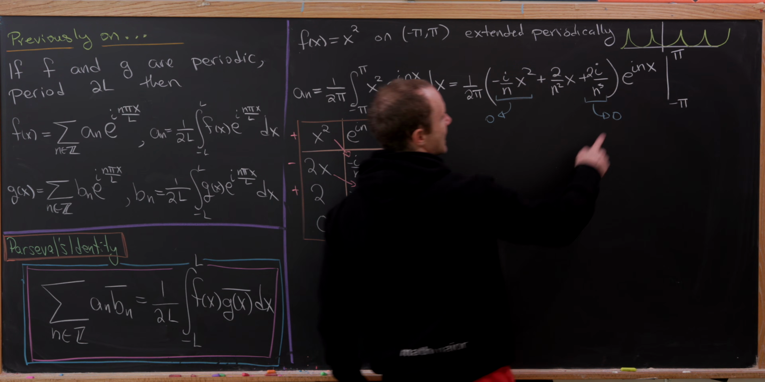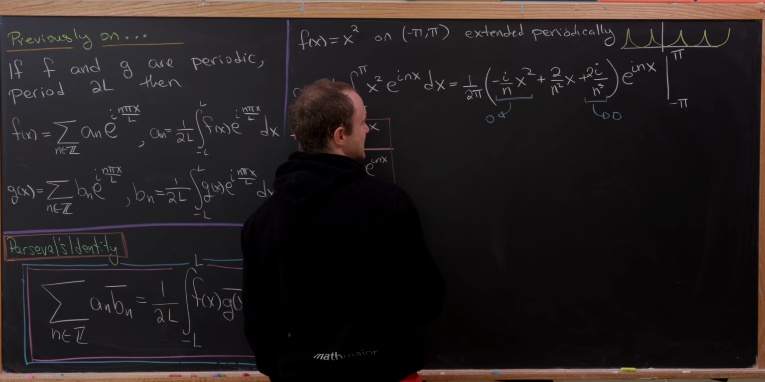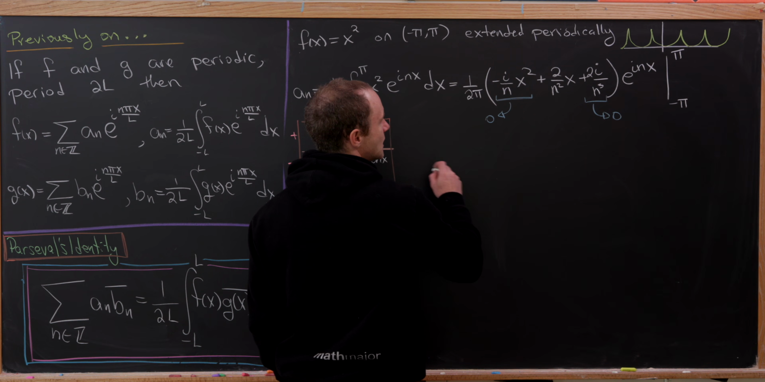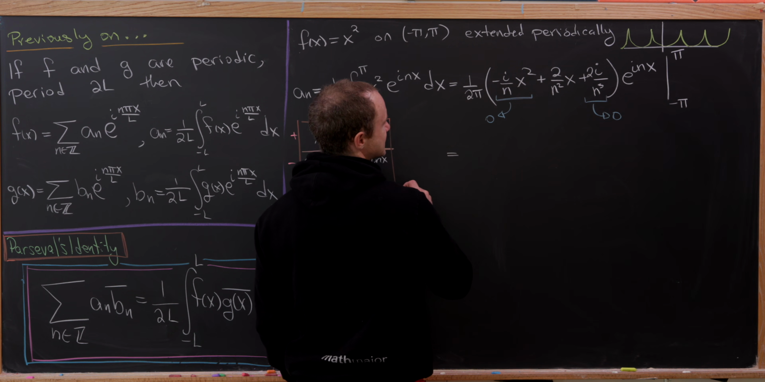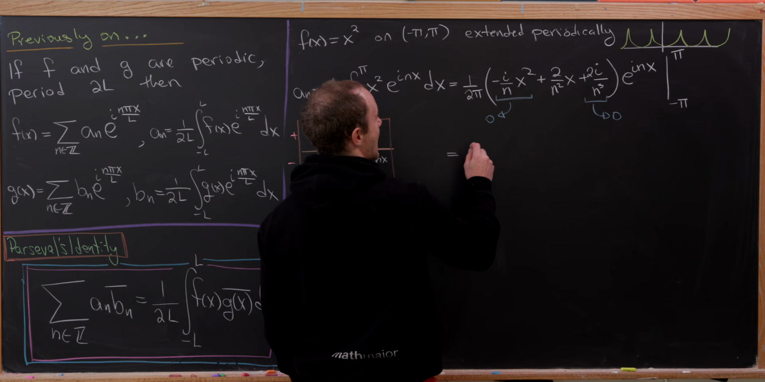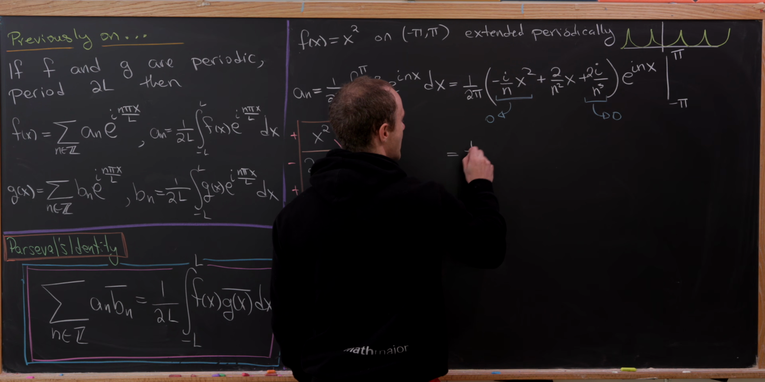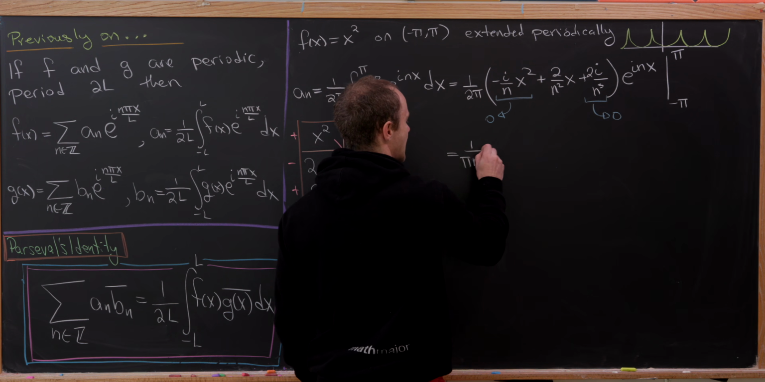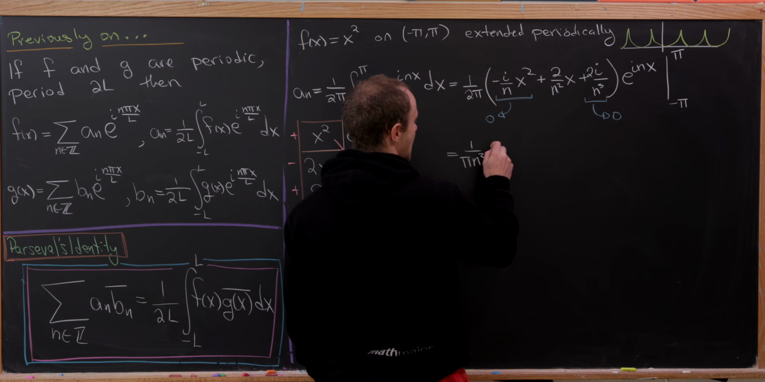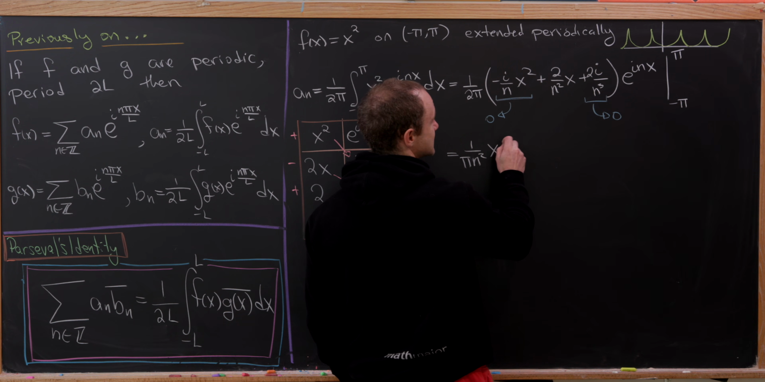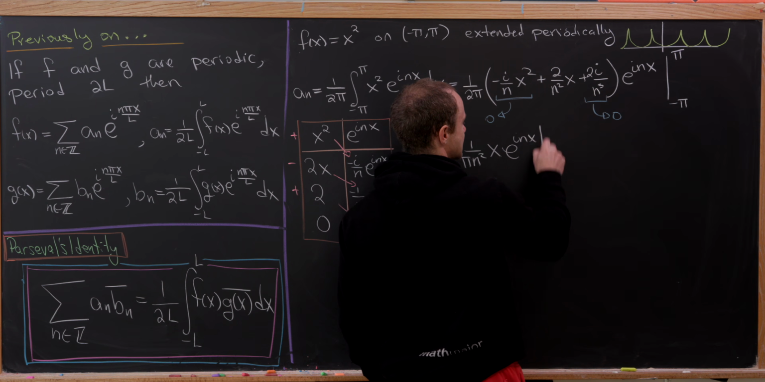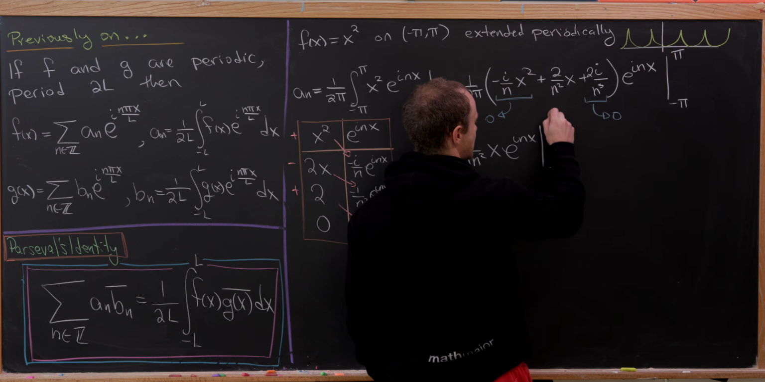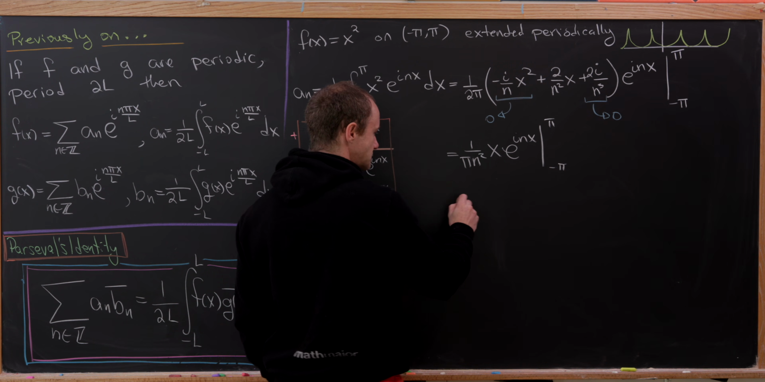So in the end, all I have to do is plug in pi and minus pi to what's left over. Okay, so let's put all of this together. So what will I have? I'll have a 1 over n squared times pi. I'll maybe write that as pi n squared. And then I've got an x times e to the i n x. I need to evaluate that from minus pi up to pi.